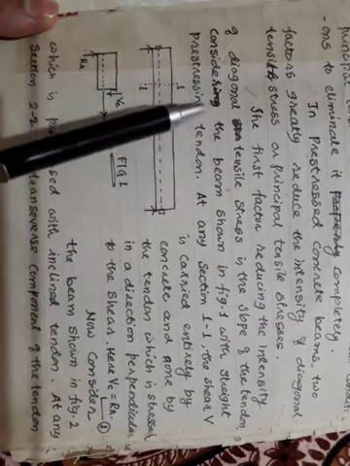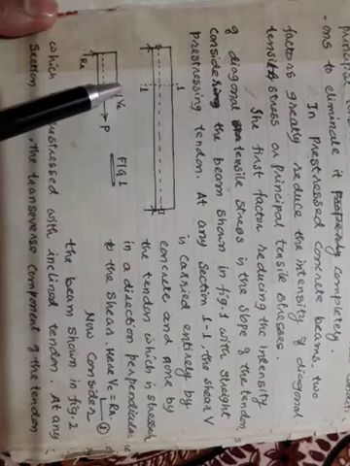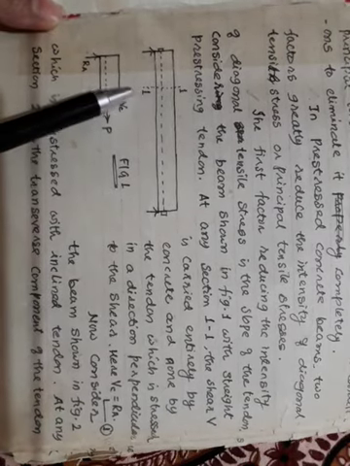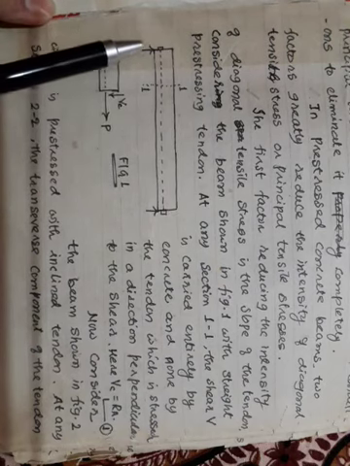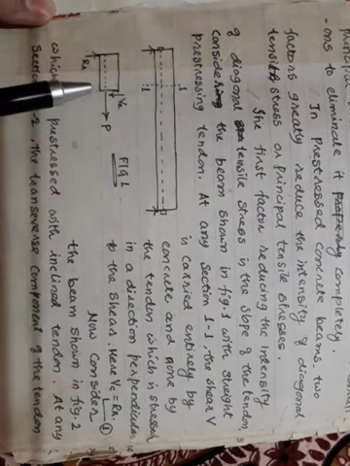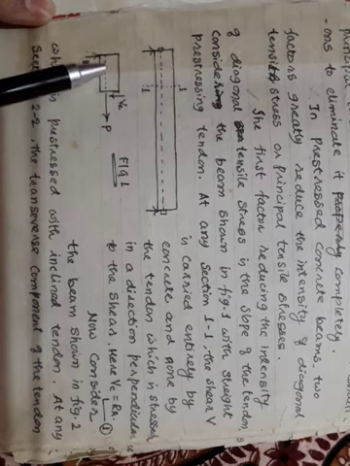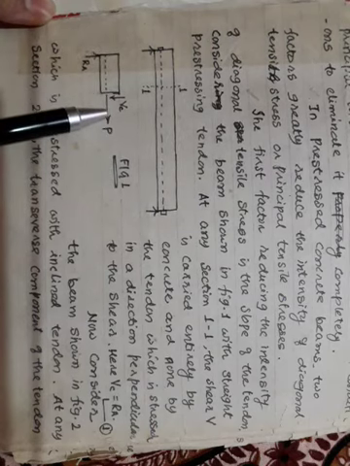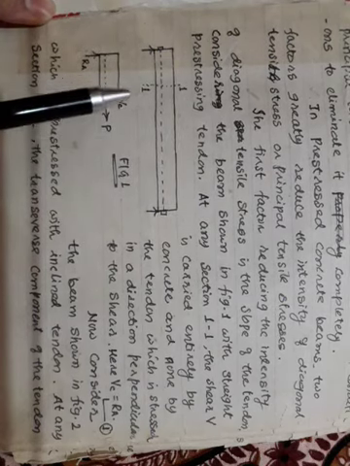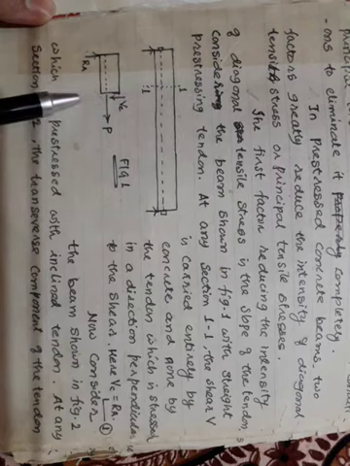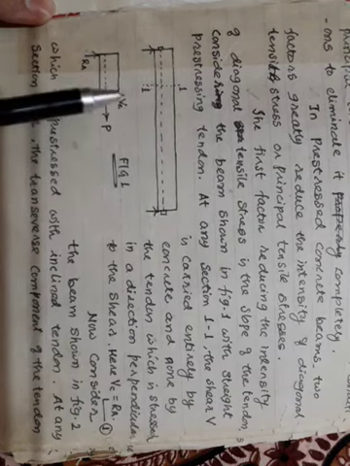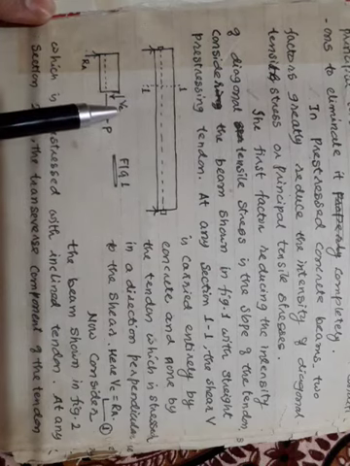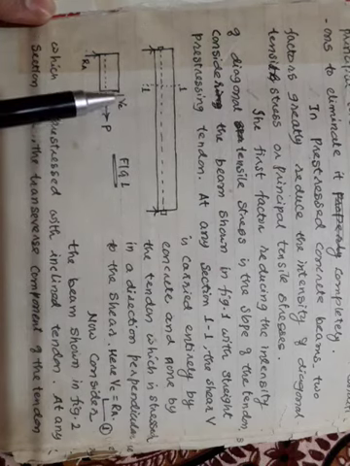At any cross section 1-1, which I have shown down here, I have got reaction RA, and along with this cable you have got a prestressing force P. And at this cross section 1-1, I've got shear in the concrete, which I have called VC. It is the shear carried by your concrete.